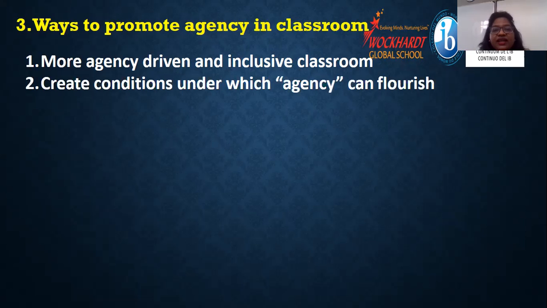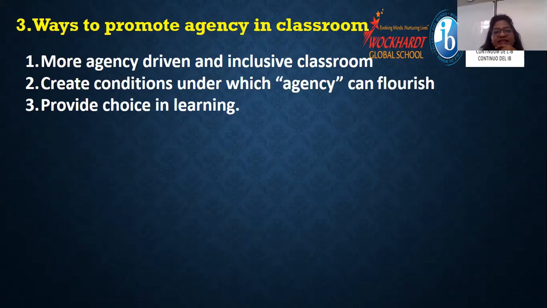Creating conditions under which agency can flourish is similar to making your classroom agency-driven. Keep a variety of resources in your classroom, or when you plan, keep in mind the number of students you have and how they are, who is interested in what. So keep multiple things ready with you at any time.